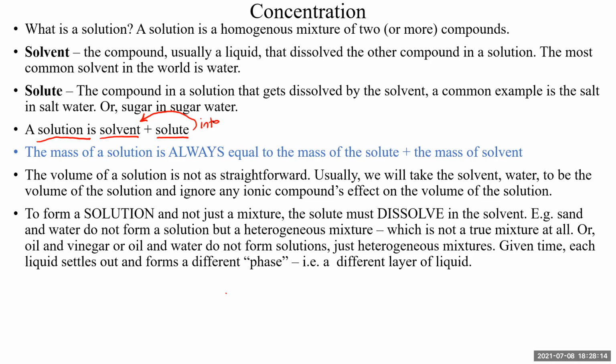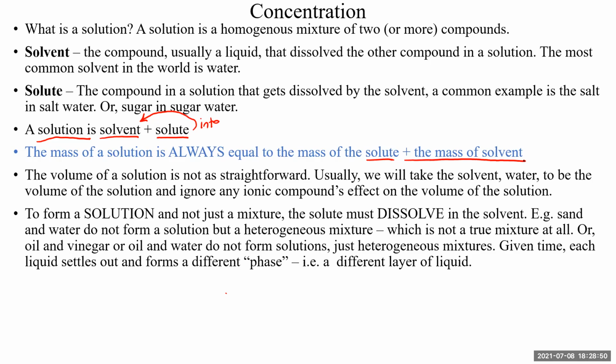The mass of a solution is always equal to the mass of the solute plus the mass of the solvent. The mass of a solution is the combination of both. And generally speaking, all but one of the concentration units we're going to use have in their denominator, in the lower part of the fraction, the mass or volume or some kind of quantity of the entire solution: solute plus solvent, not just the solvent.